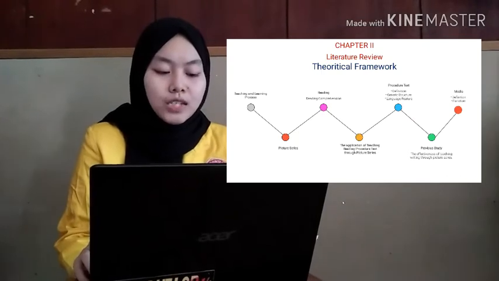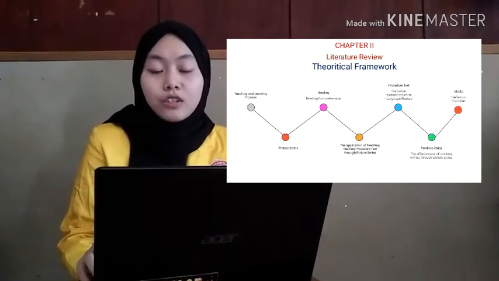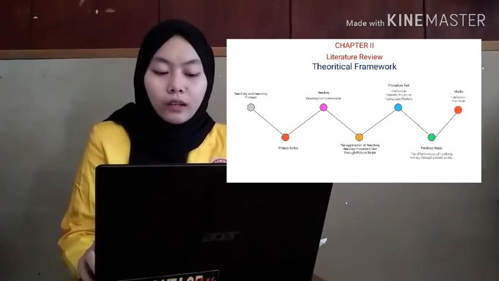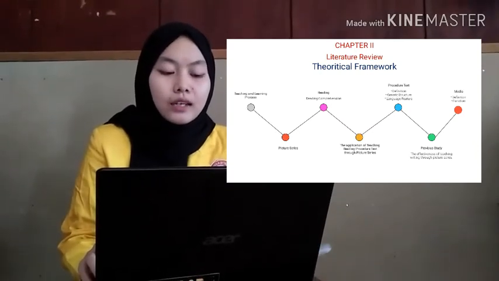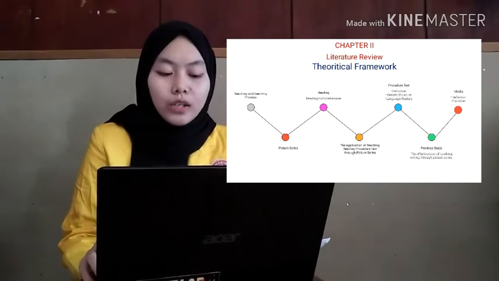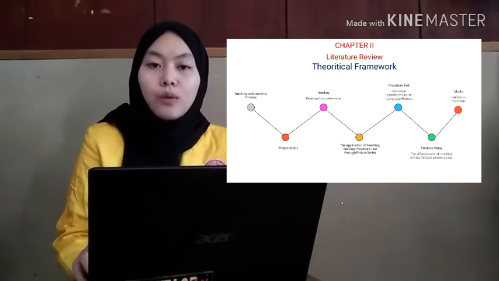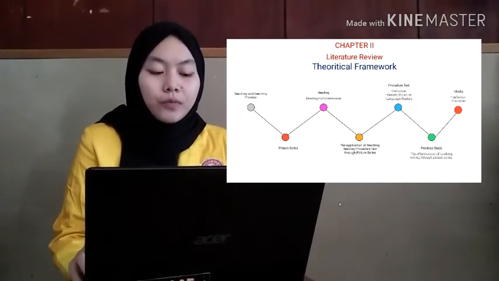For the language features, the procedure text uses technical language, sentences begin with a verb, and it uses time words or numbers, and adverbs. That's all for the procedure.